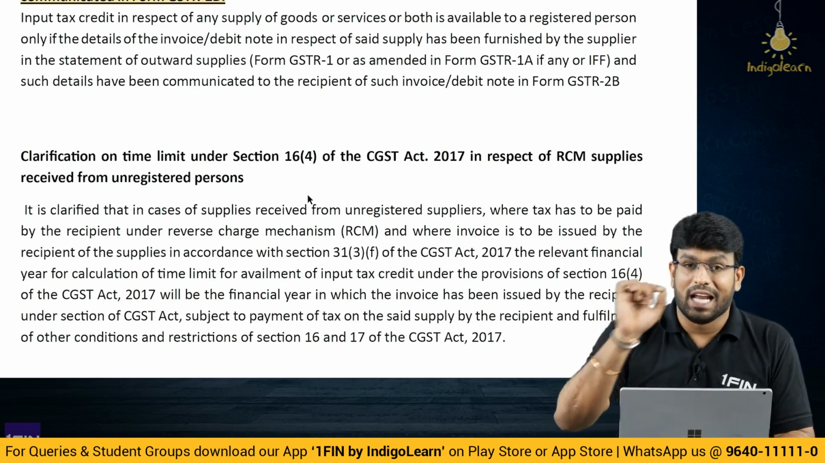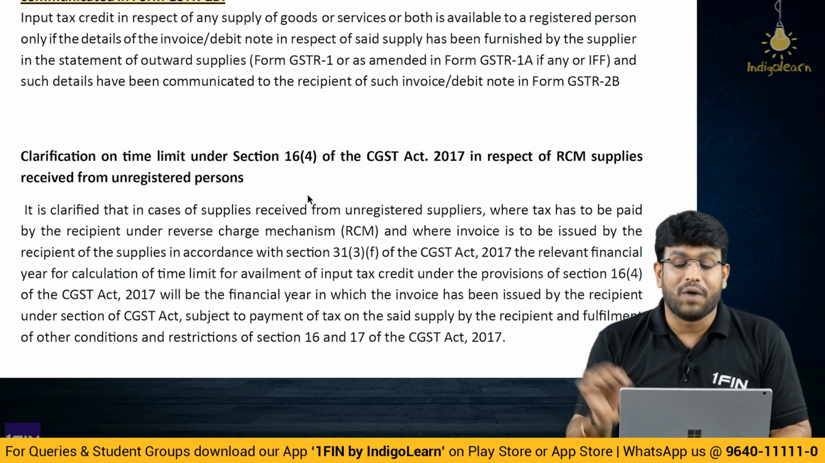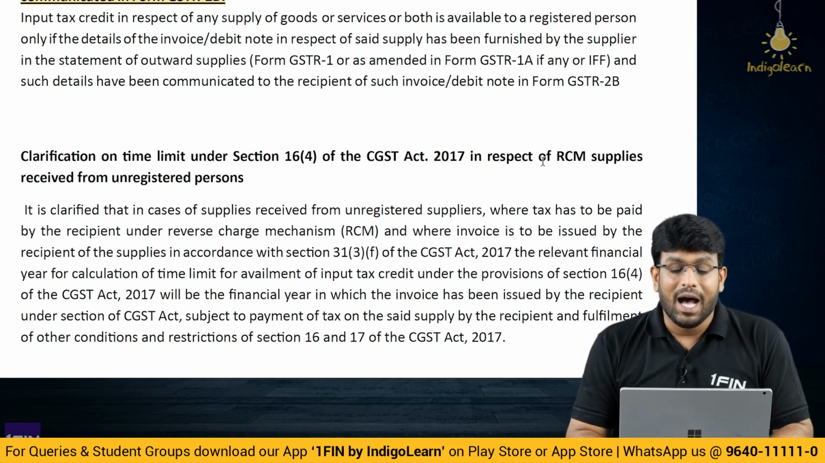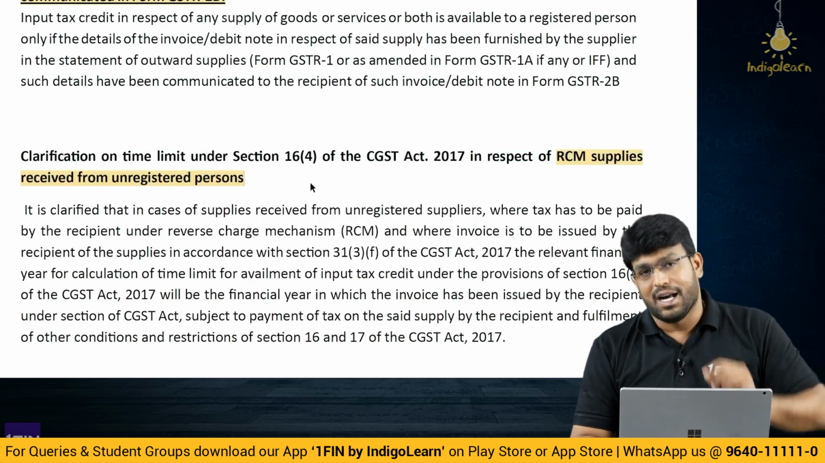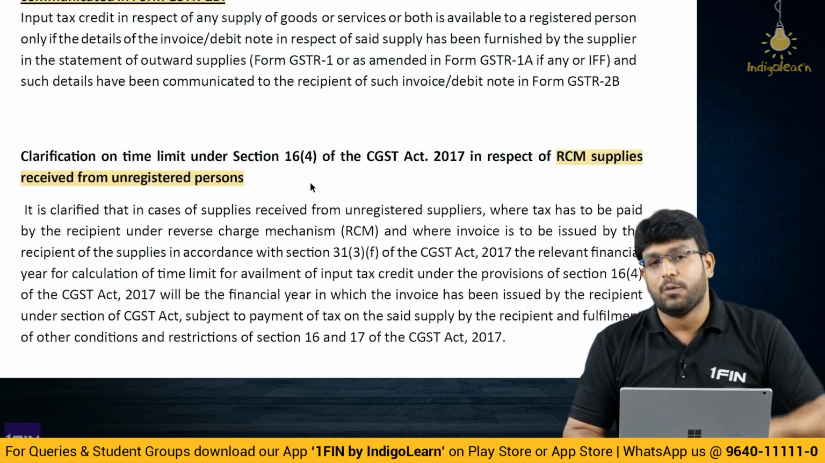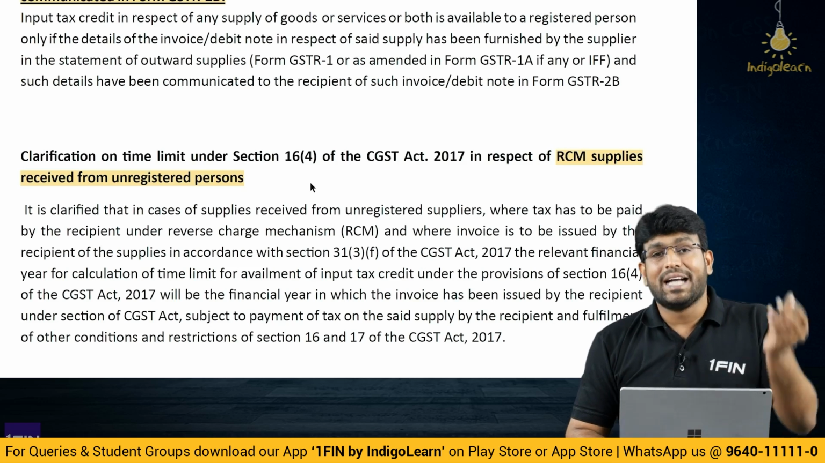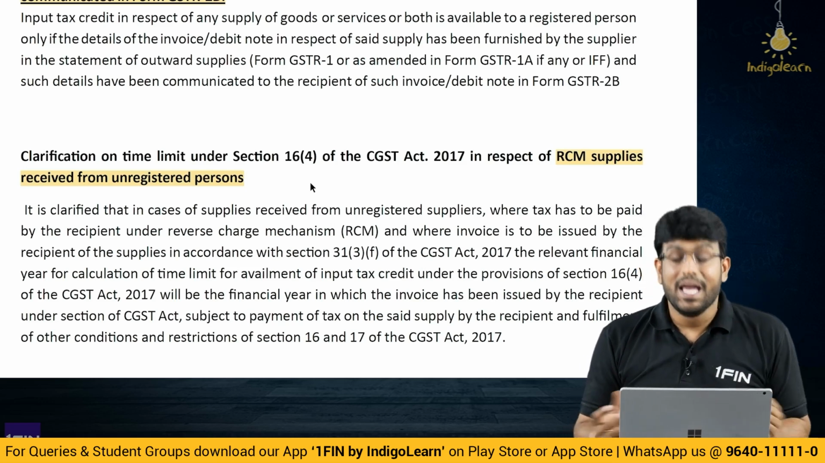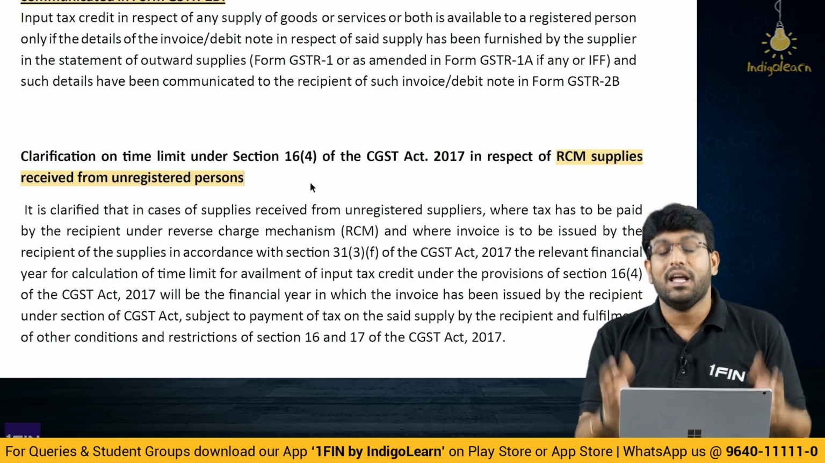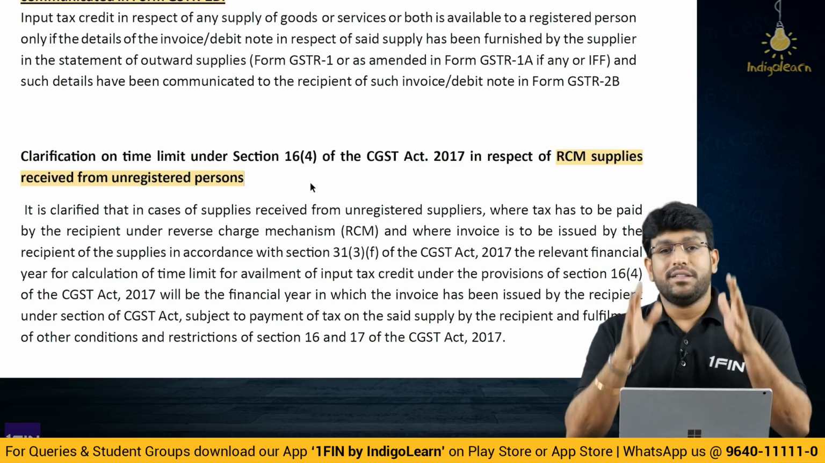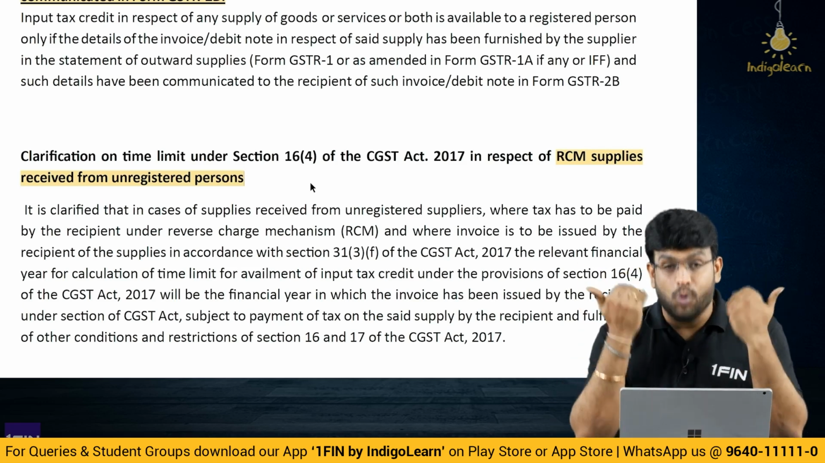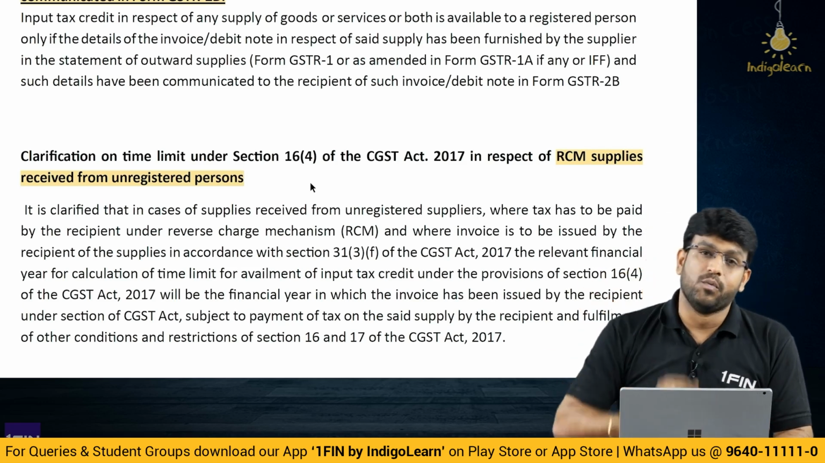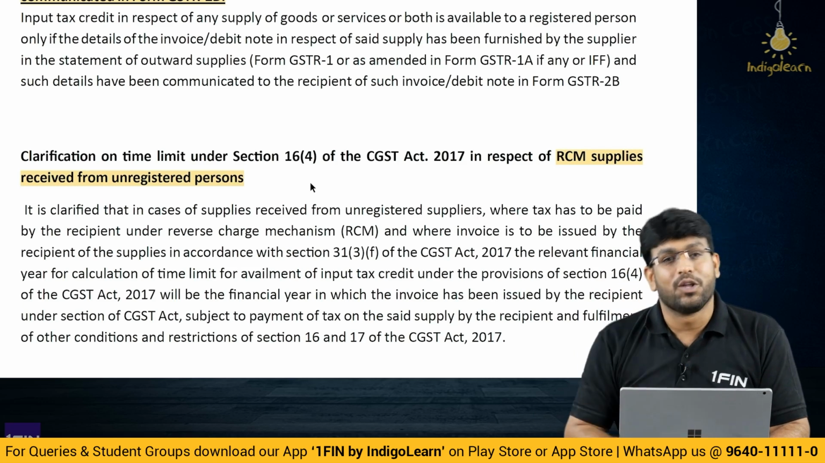Now there is an interesting clarification which is given in respect of RCM supplies received from unregistered person. Sir, we know that if a transaction is covered in RCM, then recipient is liable to pay GST. But what if a transaction is covered in RCM, supplier is unregistered person, recipient is registered person? Then in that case, recipient is required to do self-invoicing in his own name, create an invoice and pay GST to the government.